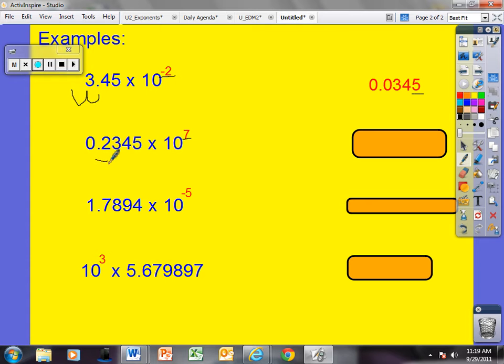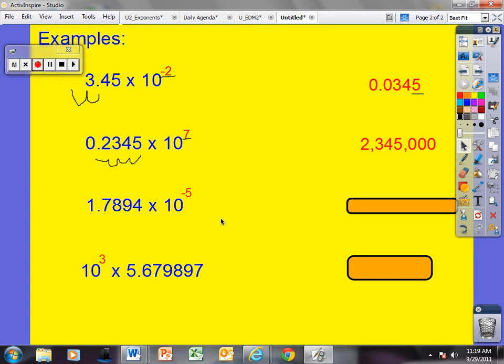Well, if I move it 1, 2, 3, 4, I'm at the end of the 5. So I can just add 3 zeros at the end. So my answer will then give me 2,345,000, which again, exponent's positive. This number is much larger than this number, and the decimal originally started here. I moved it 1, 2, 3, 4, 5, 6, 7.